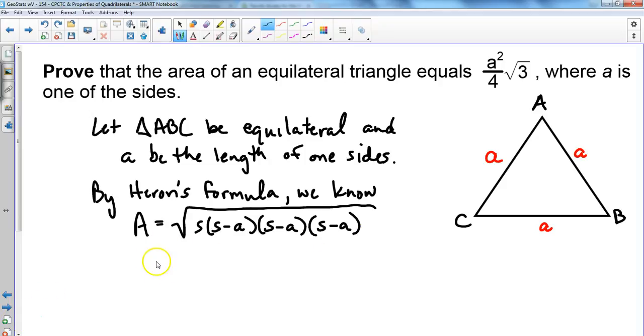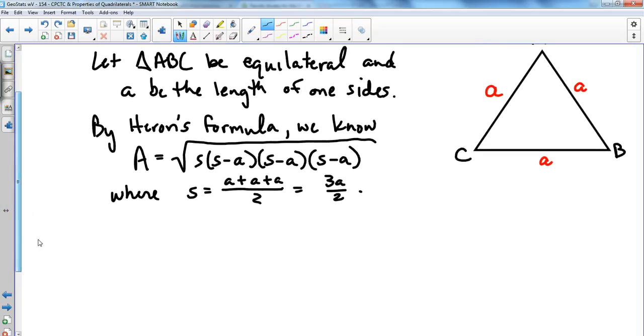And we should probably define what S is in terms of the information that we know. So S is going to be all three sides added together, divided by 2, or the semi-perimeter. So S is equal to 3A over 2. Next step is let's plug in this expression for S. So substituting.